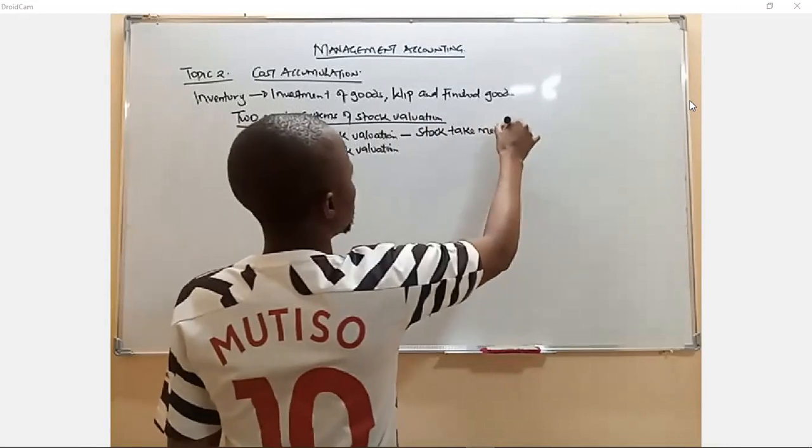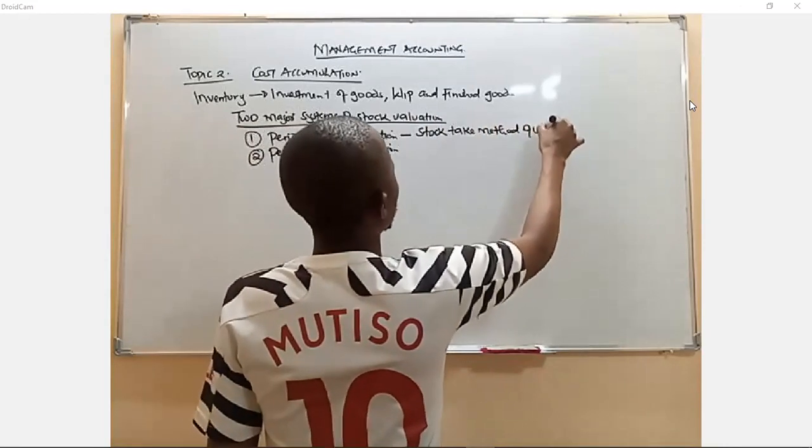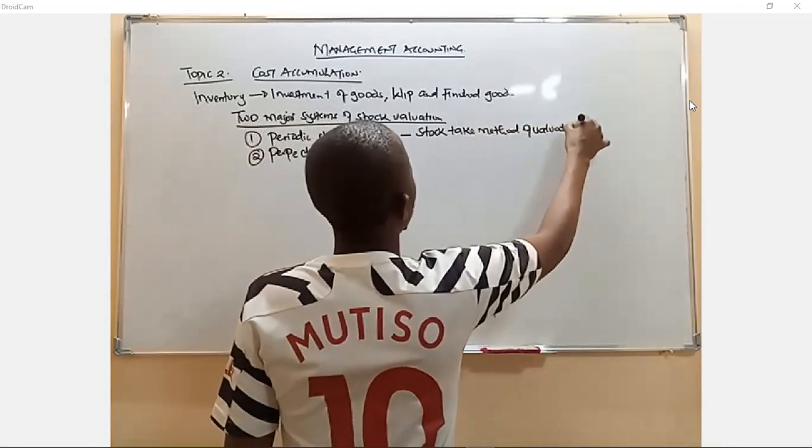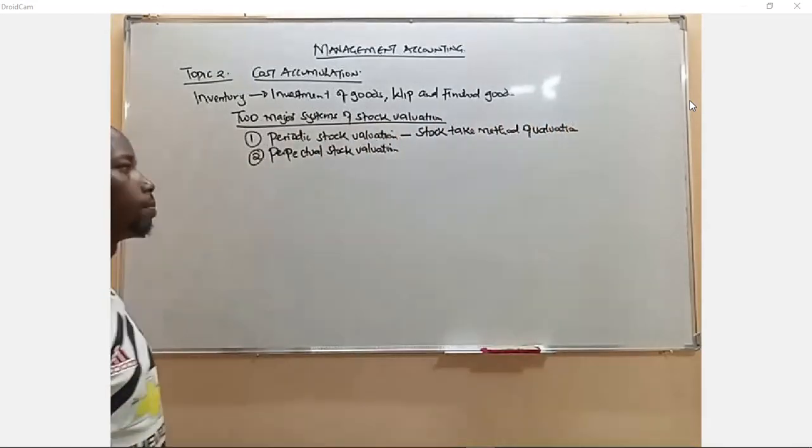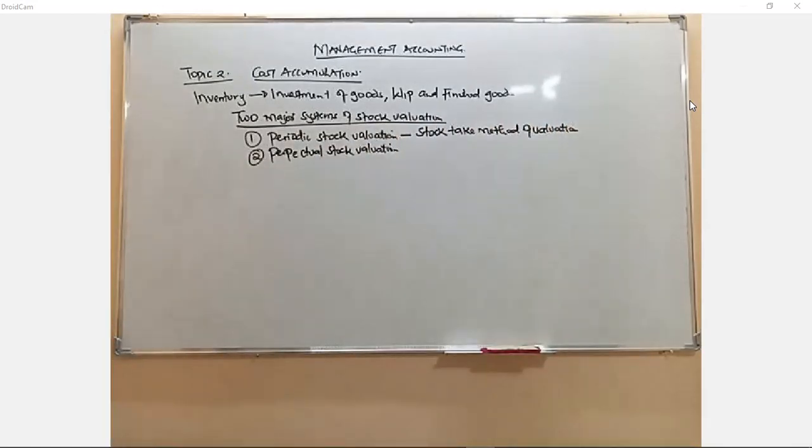Method of valuation. It is normally called the stock take method of valuation. When you look at it, we have to be counting, checking, and verifying the stock items at the end of the accounting period. But one of the key things I normally look at is that the account balances will only be determined during the stock taking period.